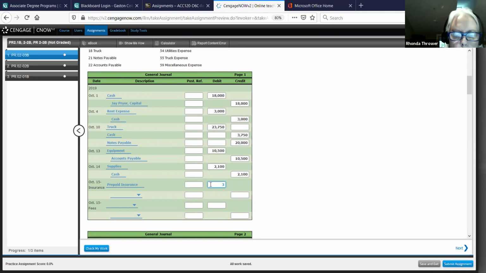Now remember that prepaid insurance is an asset. Our assets are increasing because we bought some insurance. We didn't have any insurance yesterday, but we now have it today. So we have some insurance that we can use. Since we bought the insurance, our asset went up. To make the asset go up, we would debit.